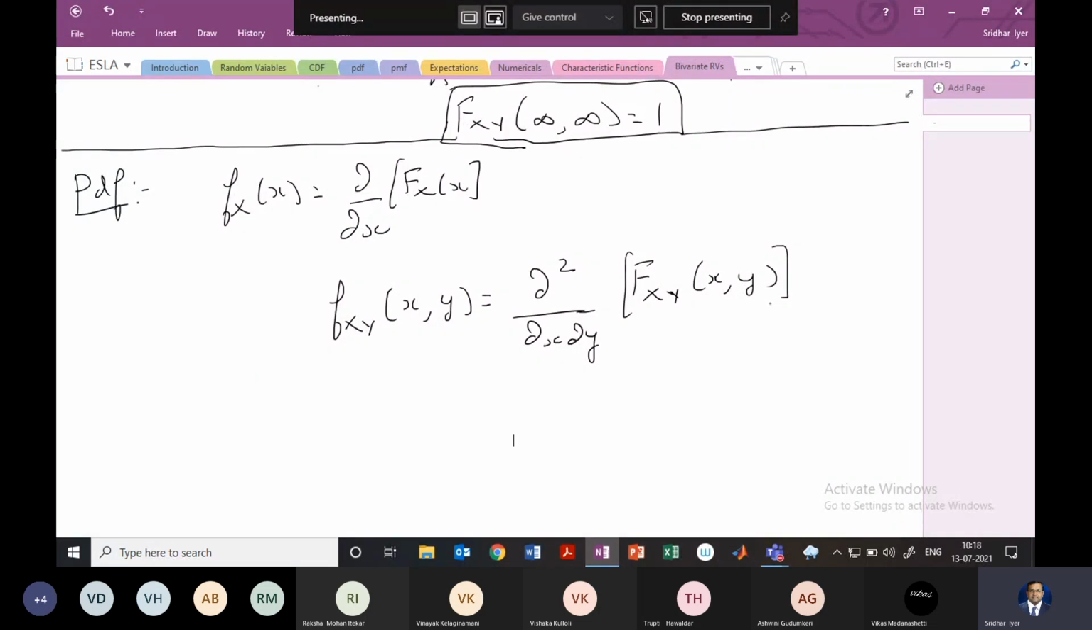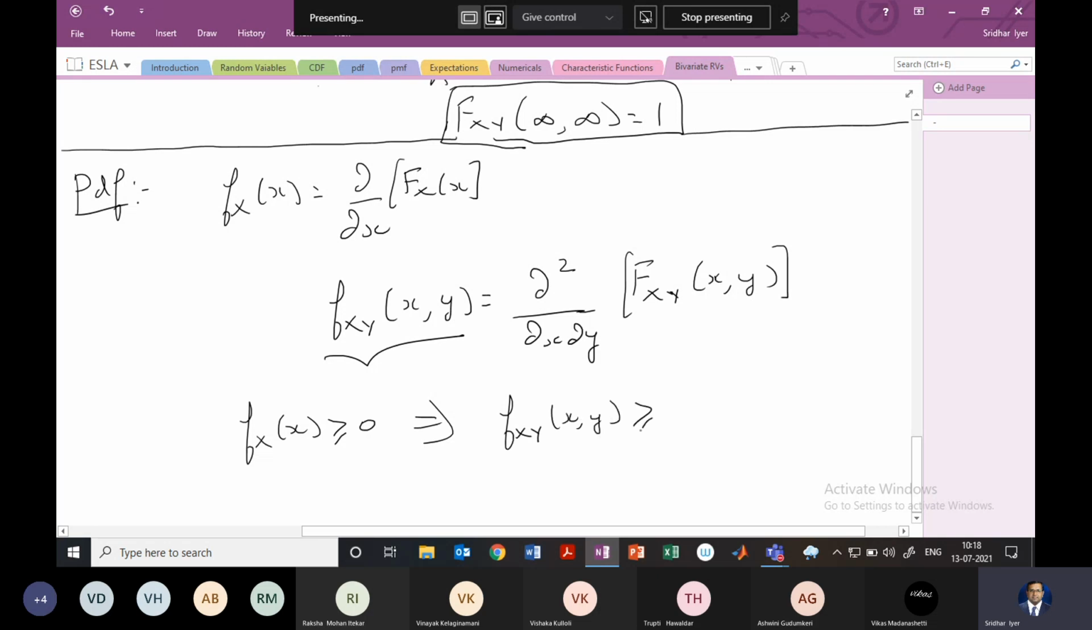The function on the left hand side, that is f_XY(x, y), is known as the bivariate PDF, right? A property of the PDF which we have already seen in single random variables is that f_X(x) is always greater than or equal to 0. Therefore, extending this to bivariate PDFs, f_XY(x, y) is always going to be greater than or equal to 0, which implies that the PDF is non-negative, for x and y ranging up to infinity. This is an important property of the PDF, right?